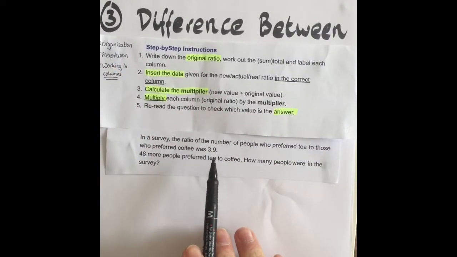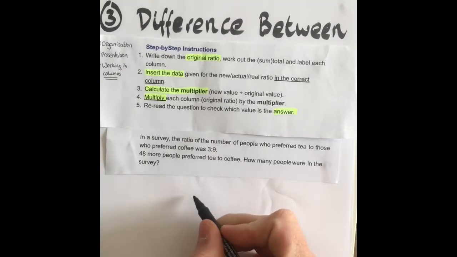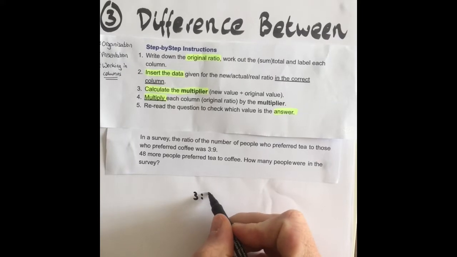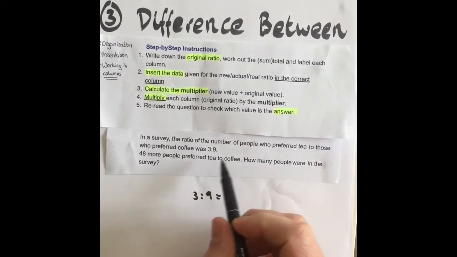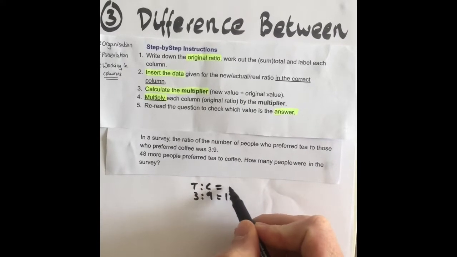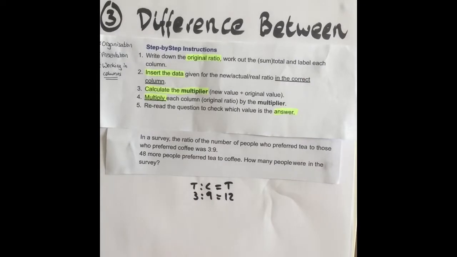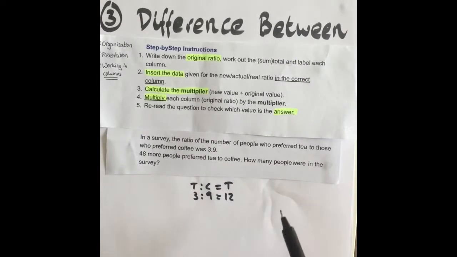In a survey, the ratio of the number of people who preferred tea to those who preferred coffee was 3 to 9. Step 1, write down the original ratio. 3 to 9, and the total is 12. Label it. Tea to coffee equals the total. 48 more people preferred tea to coffee.